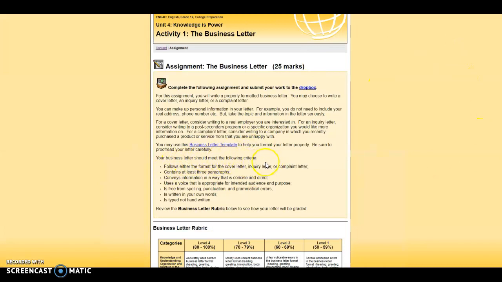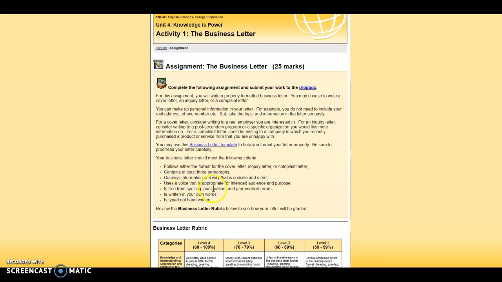What else can we say? In terms of the criteria and how you'll be graded, you do need to follow the proper format. So go back and look on the content page and make sure that you're writing the letter properly. Whether you're writing the cover letter, inquiry letter, or complaint letter, you have to follow the proper structure and format. You want to have at least 3 paragraphs. You want to convey information in a way that's concise and direct. So I will be looking at how formal and concise and direct you are in terms of your writing. I don't want long-winded sentences that are very wordy. That's kind of distracting. The whole purpose of a business letter is to get your point across clearly.